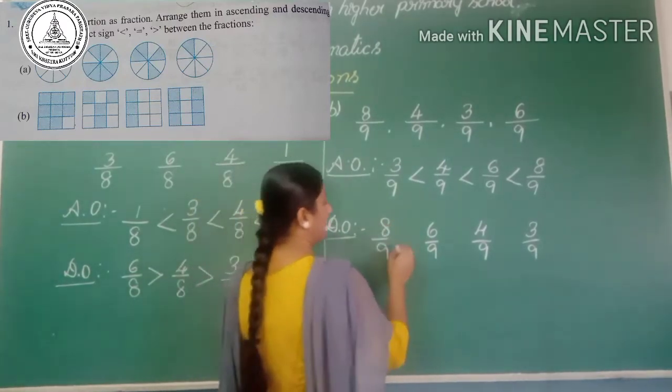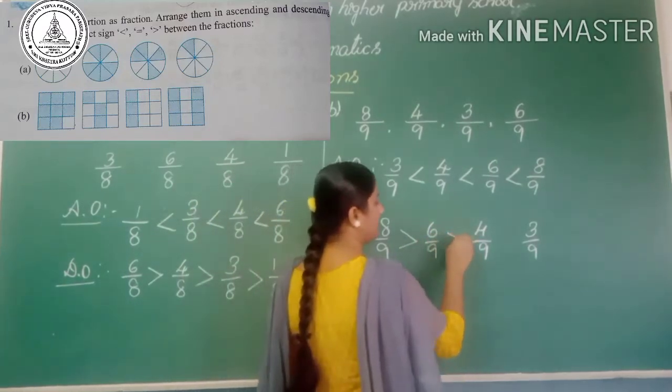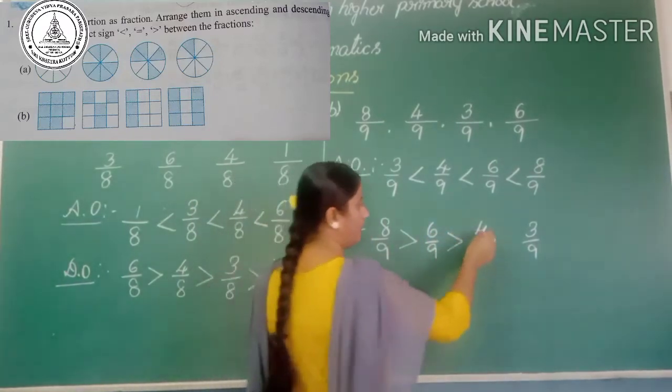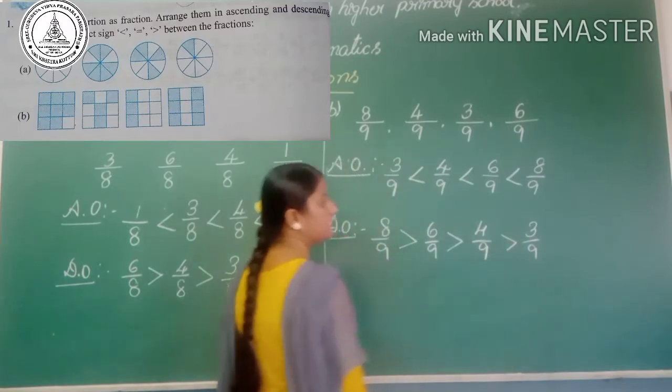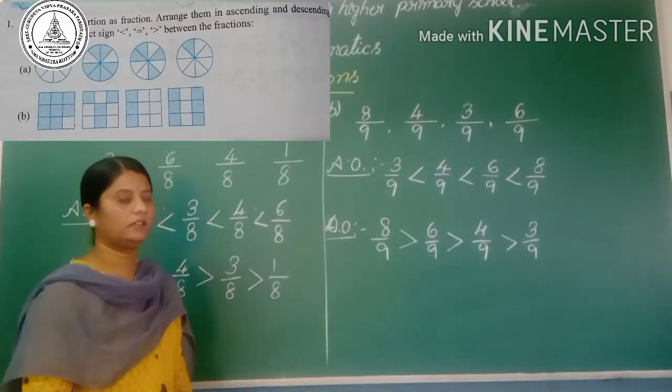Okay, 8 by 9 is greater than 6 by 9. 6 by 9 is greater than 4 by 9. And 4 by 9 is greater than 3 by 9. Okay, is it clear? Yes.